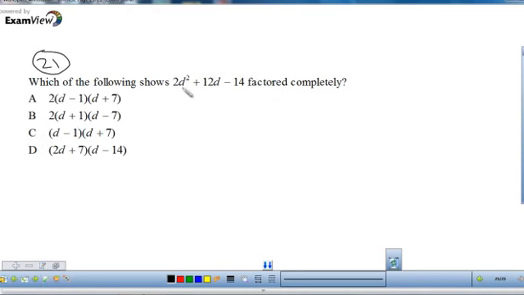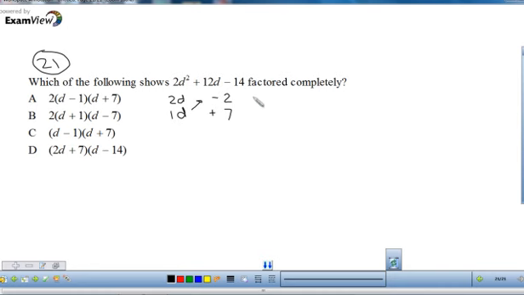So we're going to go ahead and factor using guess and check. Two numbers multiplied together that give you 2D and 1D. Two numbers multiplied together that give you negative 14. One of them has to be negative. It's going to be 7 and 2.